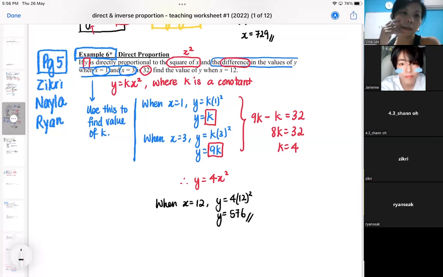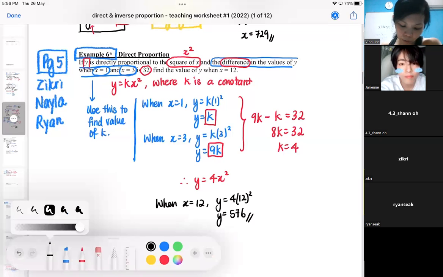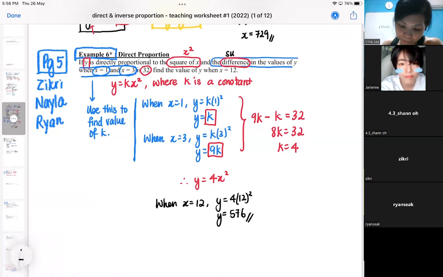So this question is trying to show you a different way of getting the value of k. But the procedure doesn't change. It's just a different way. Will it always be difference? It may not be difference. They might also ask for the sum. I can sum up the y values as well. So it can be in a different way, whatever it is. It's just a different way of calculating k.